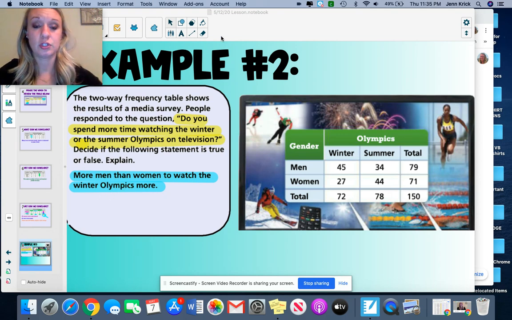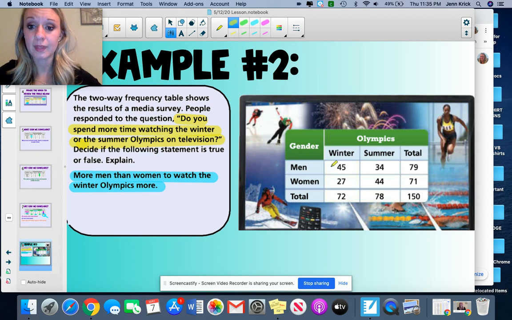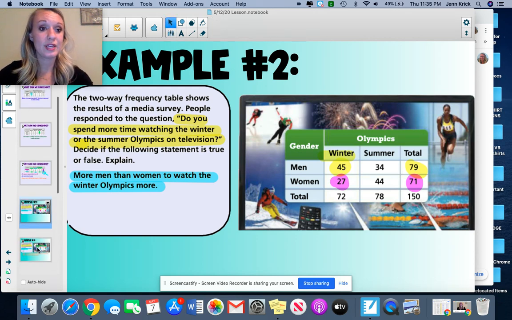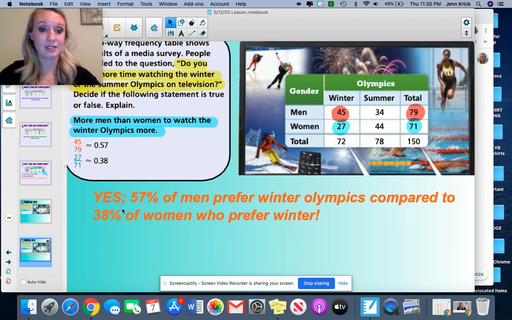So here's what you need to do on your table. We're looking at men and women here, and we're looking at the Winter Olympics. So I know that 45 out of 79 men prefer to watch the winter, whereas 27 out of the 71 total women prefer to watch the Winter Olympics. We can actually convert that to a percent to see what we're talking about. So take a look at the colors. I tried to match them up accordingly.